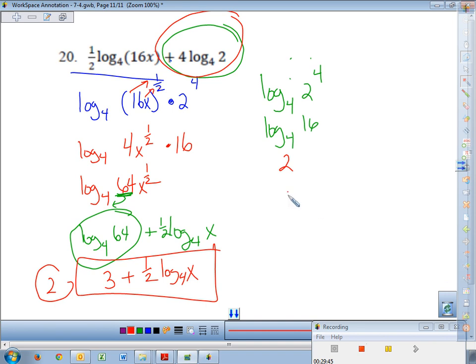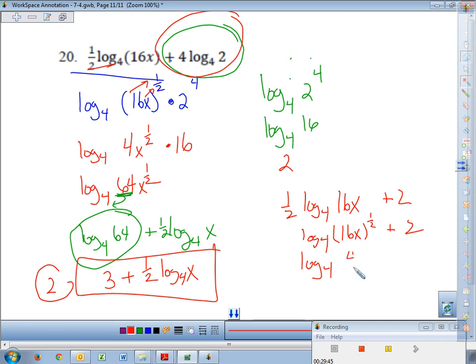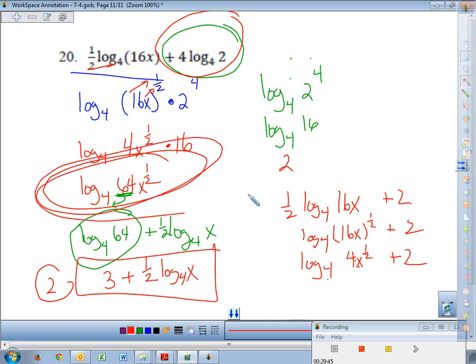So your answer could be 1/2 log base 4 of 16x, that was this guy, plus 2. Log base 4 of 16x to the 1/2 plus 2. Log base 4 of 4x to the 1/2 plus 2. And then we can split that back up again also, because it's a power of 4, right? More than one way to skin a cat. This is the answer that we're looking for in this system, though.